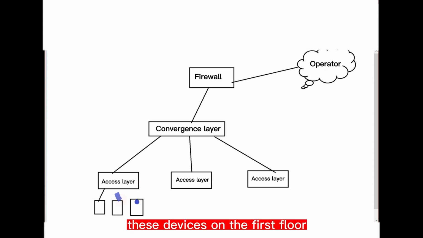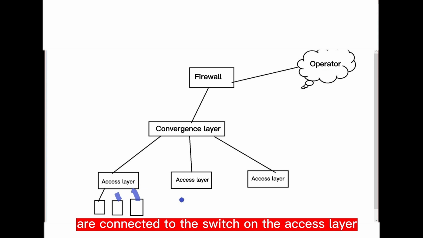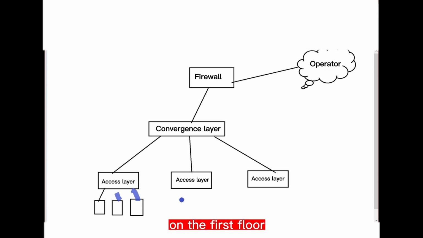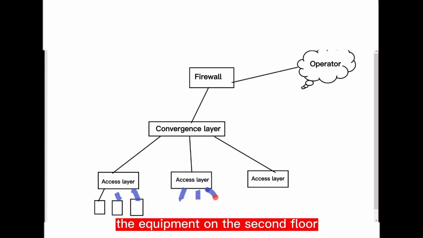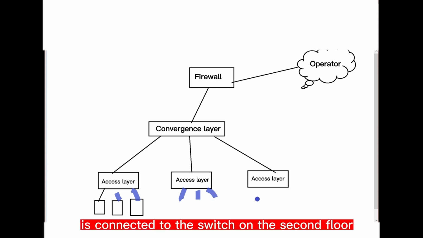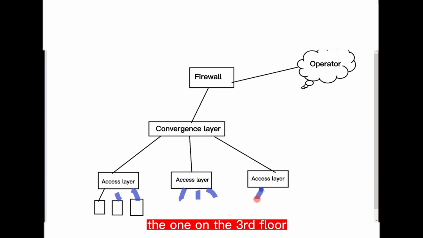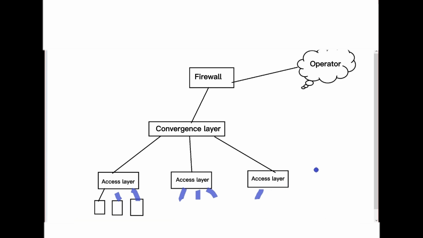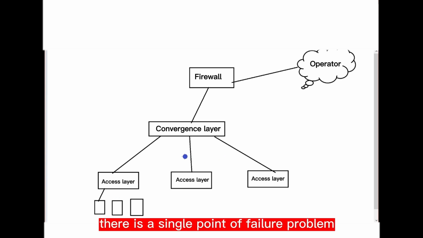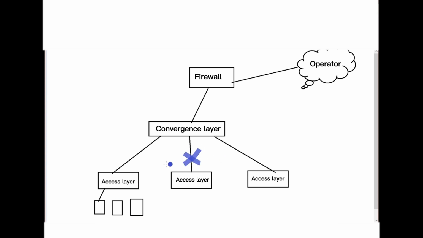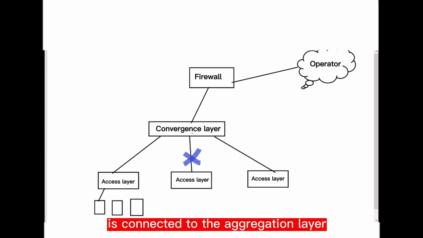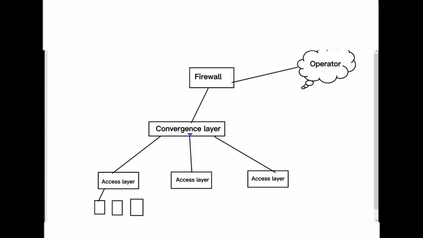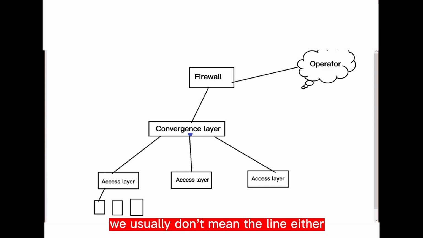The devices on the first floor are connected to the access layer switch on the first floor. The equipment on the second floor is connected to the switch on the second floor. The one on the third floor is connected to the switch on the third floor. There is a single point of failure problem. The switch in the office on the second floor is connected to the aggregation layer with only one line. If this line breaks, we usually don't mean the line itself.